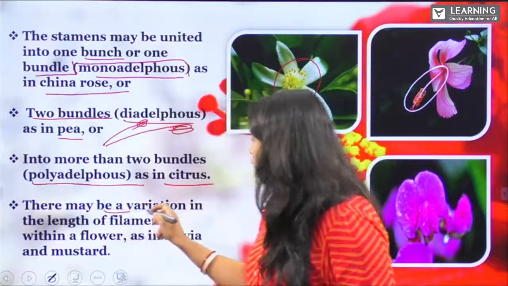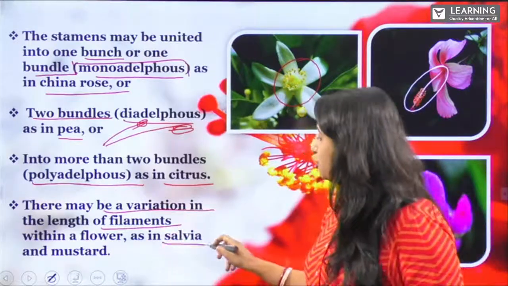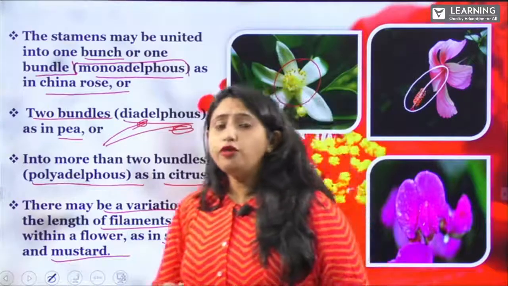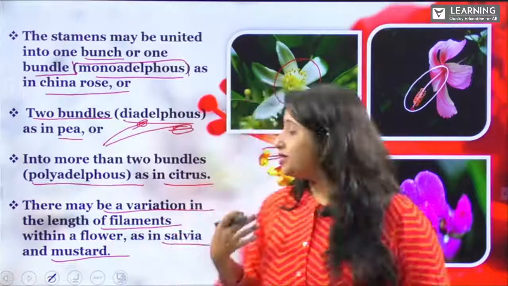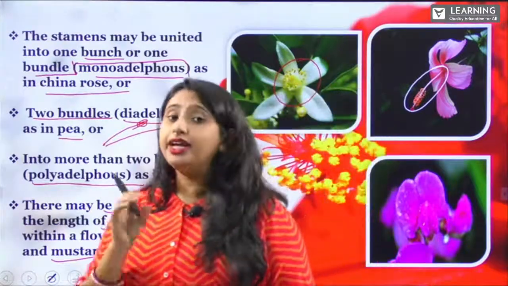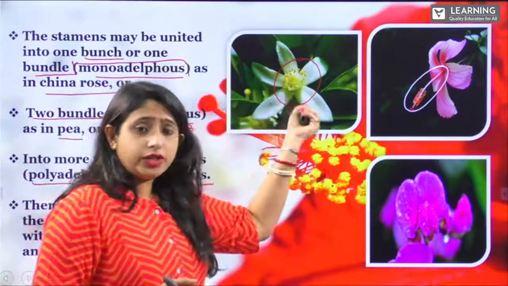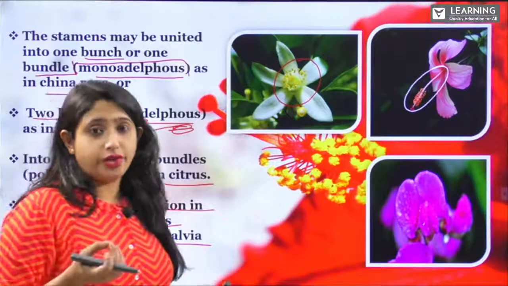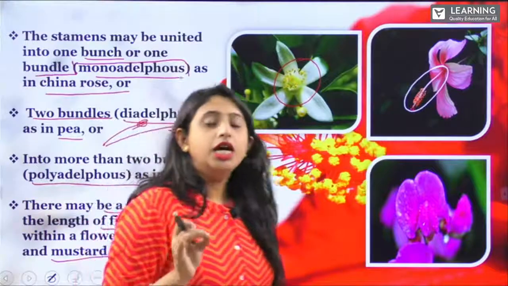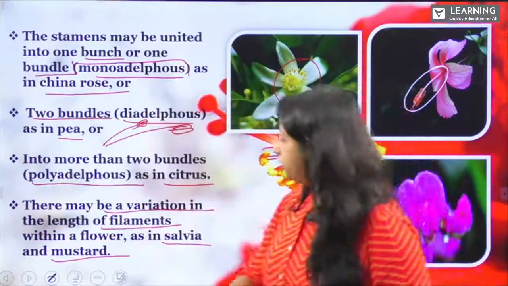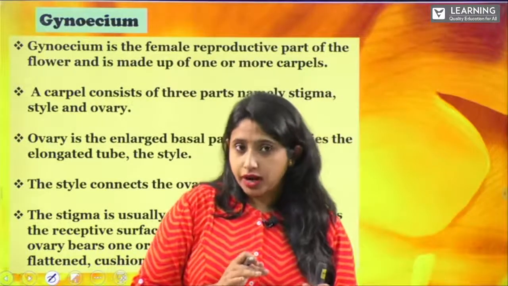There may also be a variation in the length of filaments within a flower, as in salvia and mustard. Some of the stamens may show variation in length, and it varies from flower to flower. As you can see, in citrus the stamen is very short, whereas in this China rose it is long, isn't it? So it varies from flower to flower. Yes, this is all about the male reproductive part, that is the androecium.